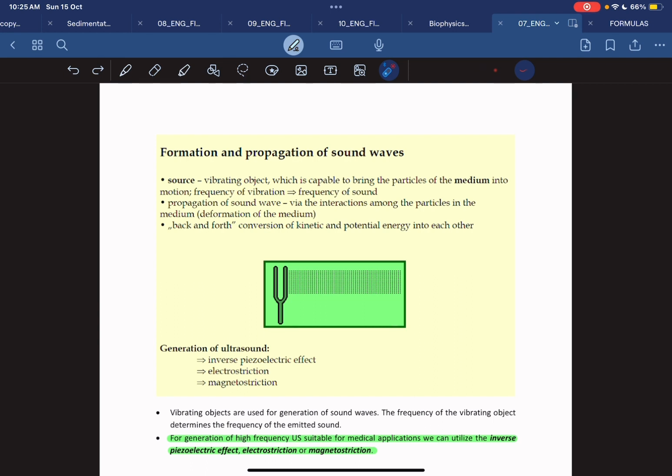Now, that means that to produce ultrasounds, we need something to vibrate super fast. Now, what can we use to produce such high frequencies?